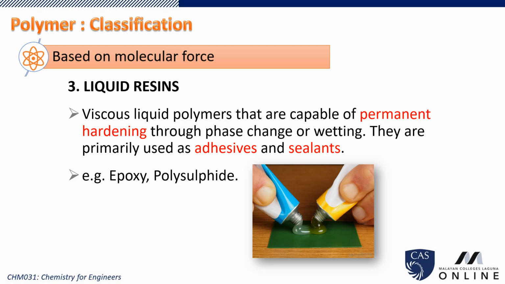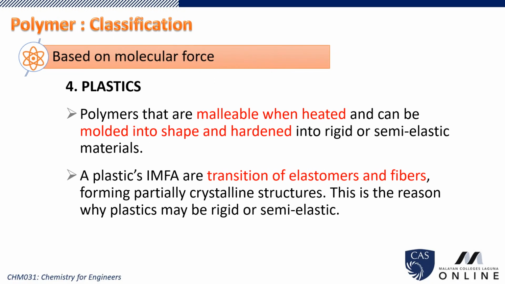The next type under molecular force are liquid resins. These are viscous polymers that can harden permanently. They are normally used as adhesives and sealants. Examples of liquid resins are epoxy and polysulfide. Next is plastics. Plastics are polymers that can be molded into shape when heated. They may be rigid or semi-flexible depending on structure.